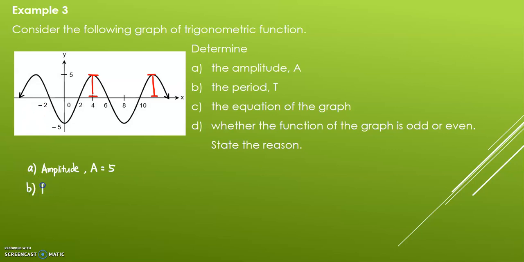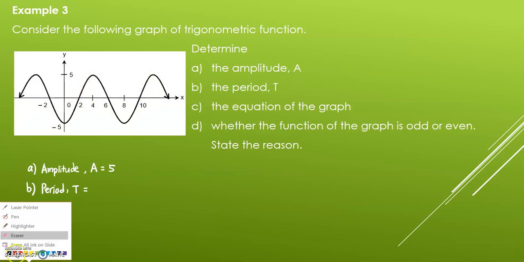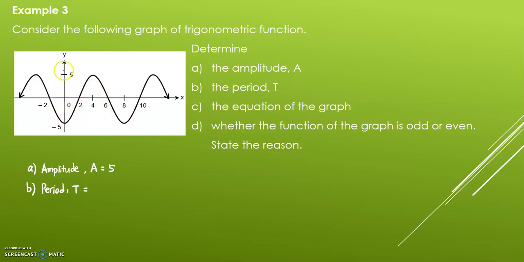B, period T is equal to... From here you can see that although this starts from negative, we know that this is the graph of cos. This is one complete cycle. This is the period. This graph is reflected on the x-axis. So this is the graph of cos, because if the graph is sine, then it should start from 0. Now this starts from a value which is -5. So this is the graph for cos. One complete cycle will be 8. So here our period is 8.